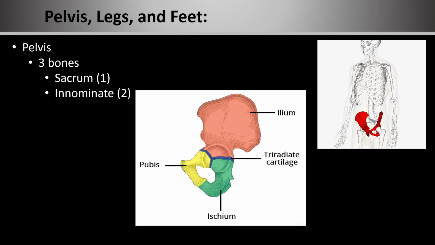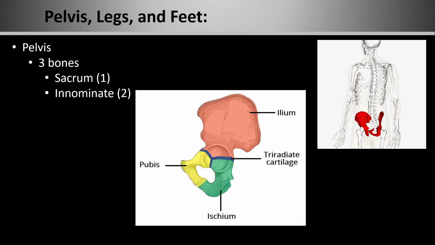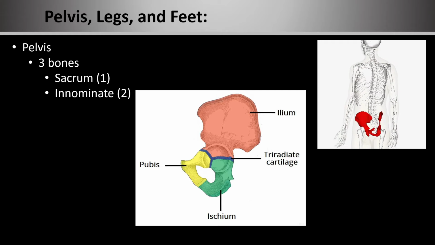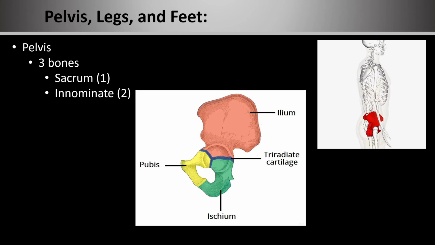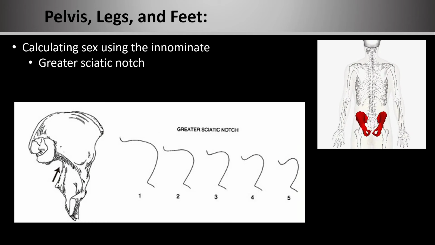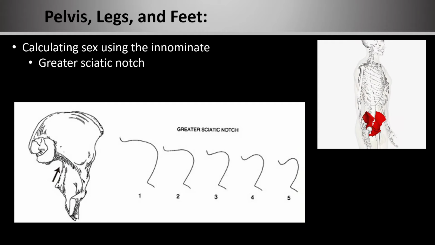The innominate consists of three different sections. You have the ilium, the ischium, and the pubis. And these ossify around 12 years of age, but this ossification could be delayed until about 17 years in some individuals. The innominate is a key bone for calculating sex. Several features on the innominate are used, including the greater sciatic notch.